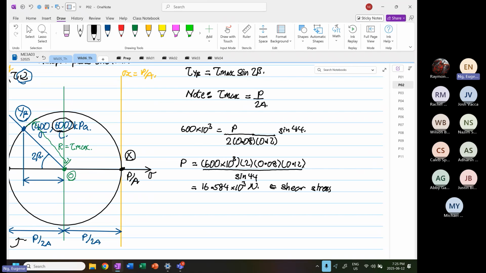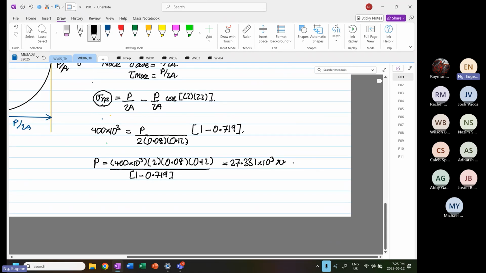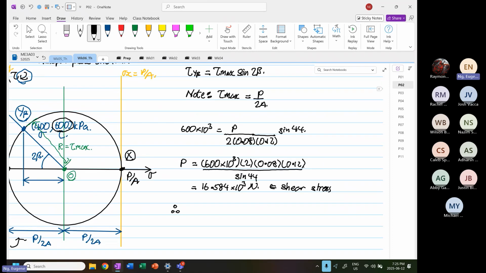So therefore, the previous one that we got is due to normal stress, and the other one is due to shear. So therefore, the P allowable is equal to 16.584 times 10 to the power 3 Newton.